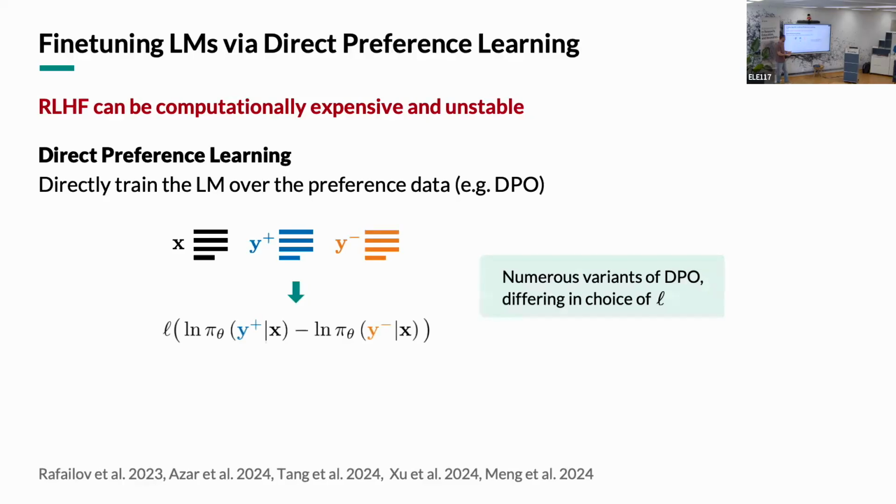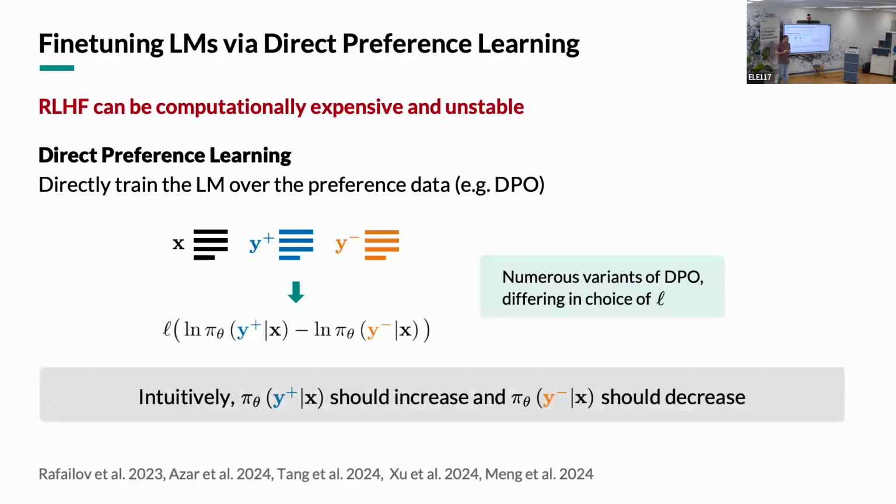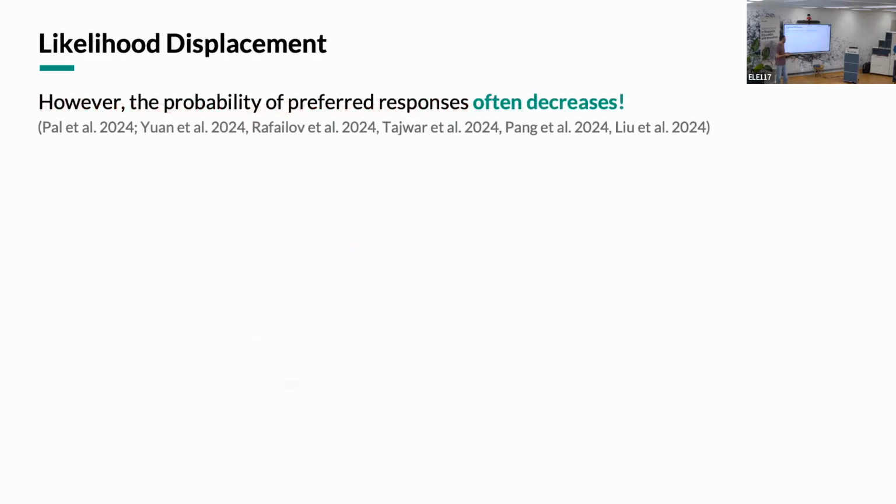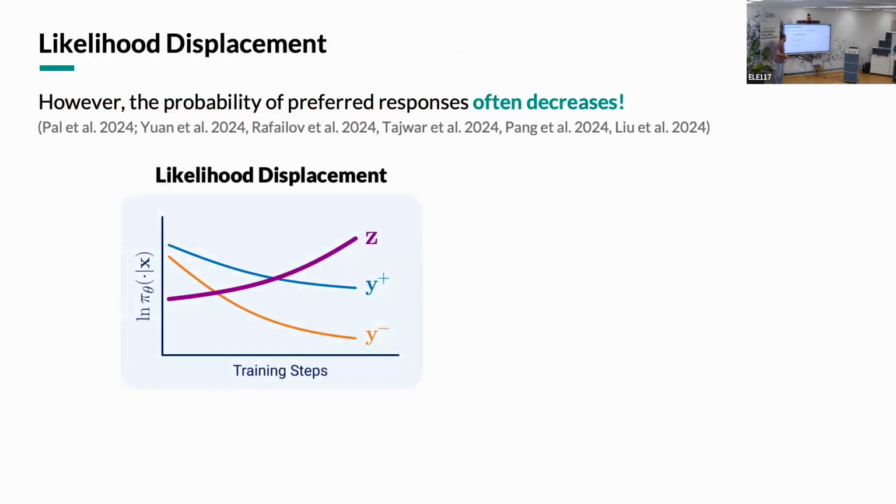And the point here is that to minimize this loss function, you need to increase the gap between the log probabilities. And intuitively, what at least I expect should happen is the probability of y plus will increase when we minimize the loss, and y minus will decrease. But when you actually run these algorithms in practice, what you often see is that both of them decrease. This is an illustration of what you often get.